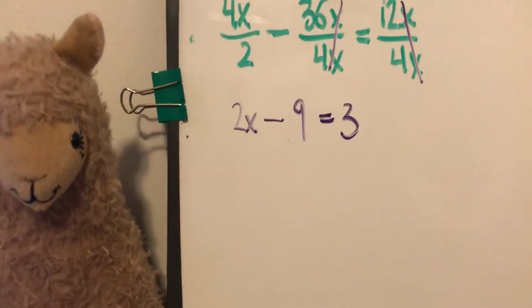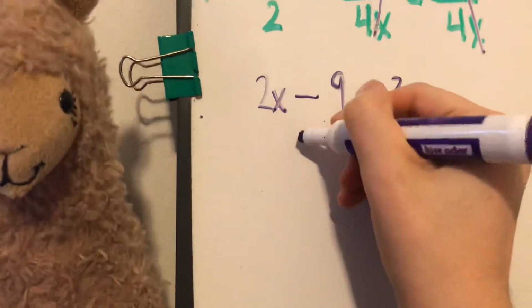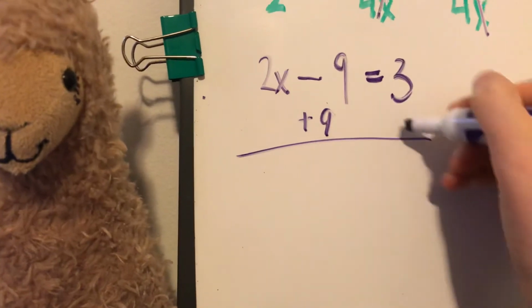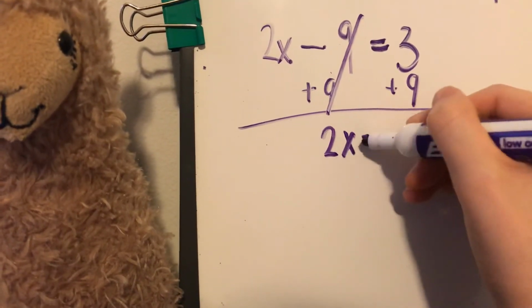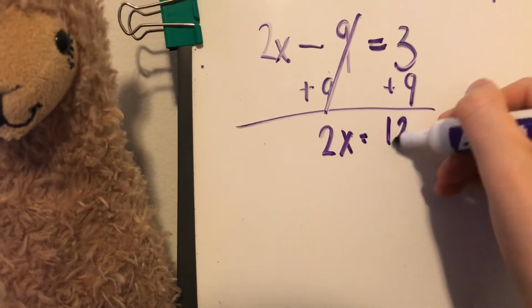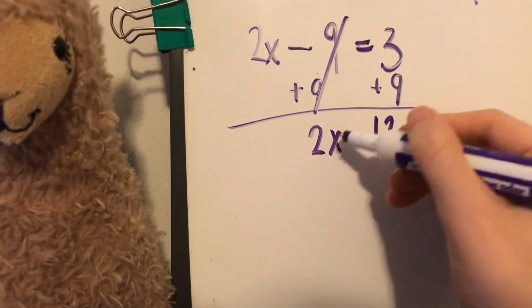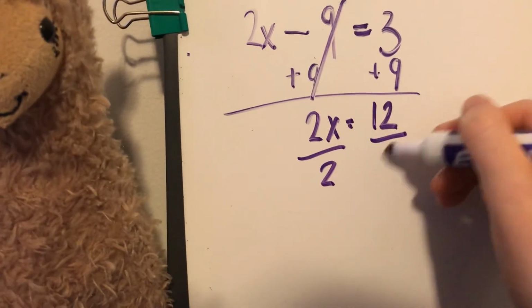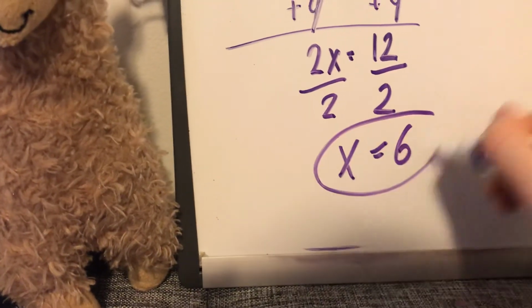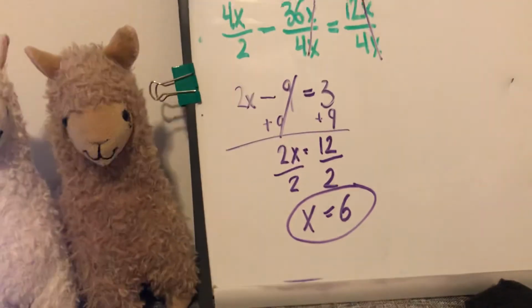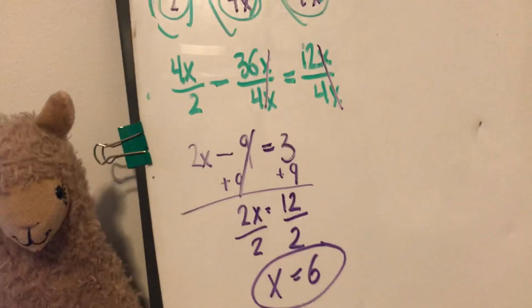And hey, we're just going to solve for x here. So I'm definitely going to perform the inverse operation, add 9 to both sides. I'm going to have 2x is equal to 12. And my last step there, divide by 2, which is going to give me x is equal to 6. And that's it. That is your final answer.